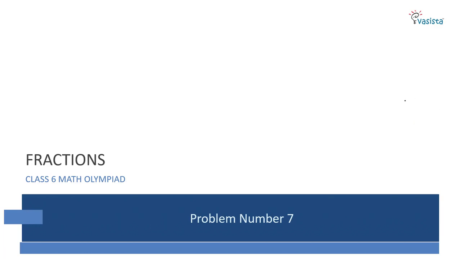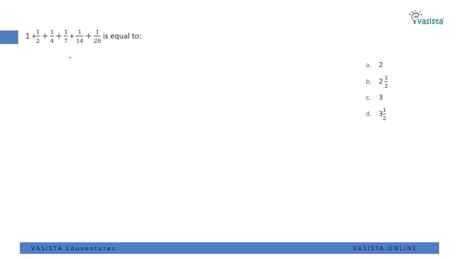Fine, let us go with problem number 7. Here they have given 1 plus 1 by 2 plus 1 by 4 plus 1 by 7 plus 1 by 14 plus 1 by 28 is equal to. They have given 4 options here. It's a very simple one. Take the LCM here.